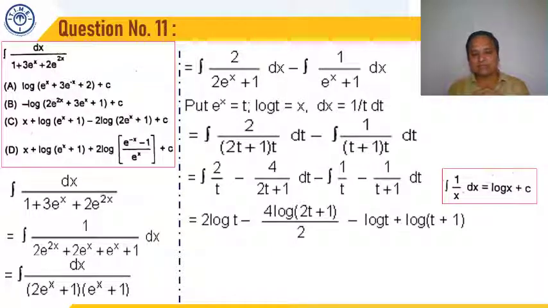But we have to give our answer in terms of x, because t is our assumed variable. So wherever we got t, we replace it by e to the power x, and log t value is x.